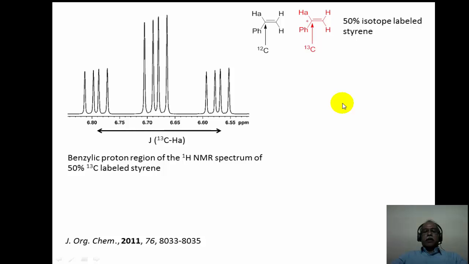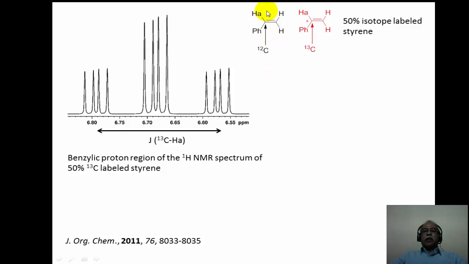As long as we are speaking about the carbon-13 spectrum, one can also label the compound with carbon-13. This is an example which appeared recently in the Journal of Organic Chemistry. We are looking at only the benzylic hydrogen of styrene. This is not ordinary styrene. This is a styrene which is 50% labeled by carbon-13 at this position here. That means you have a 1:1 mixture of carbon-12 and carbon-13 styrene, where the labeling is very specific to this particular carbon, which is the alpha carbon in this molecule.